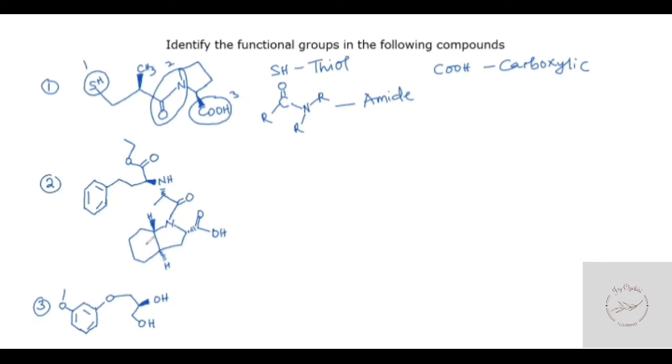Now let's go to the second compound. Here we can easily spot this, okay? And this is an aromatic group, or we can also call it an arene or aromatic group. It's a benzene, okay, which is the smallest member, or the simplest member, of the aromatic group. And the next functional group I can easily spot here is this.